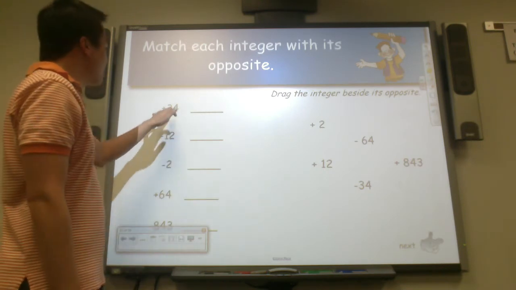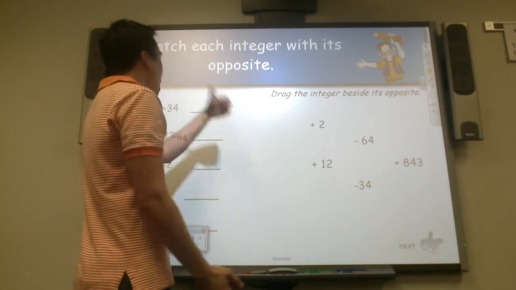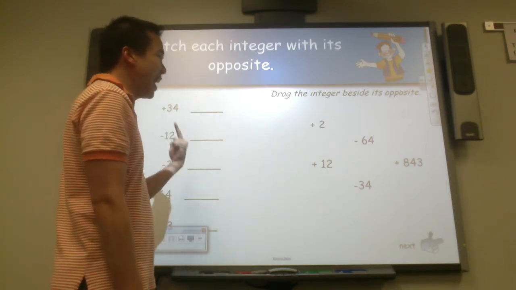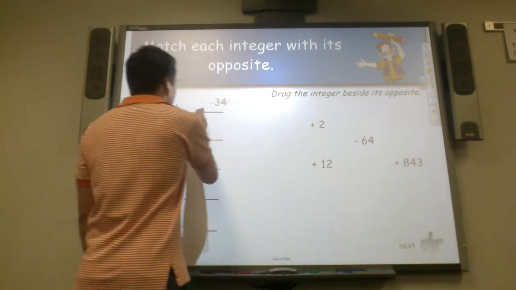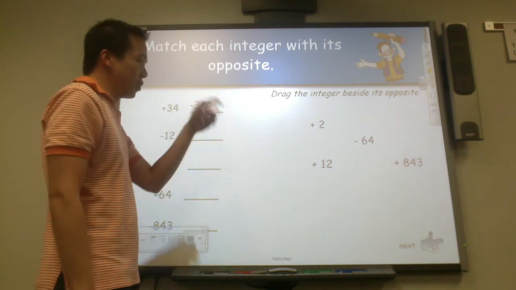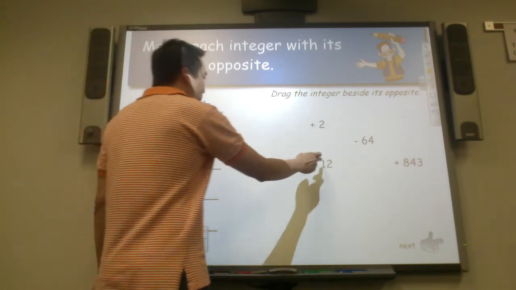So find its opposite. On a number line, if you're 34 units away from 0, the opposite side will be 34 units away, so it'll be -34. If you're -12, so that's 12 units from 0, on the opposite side it'll be +12.